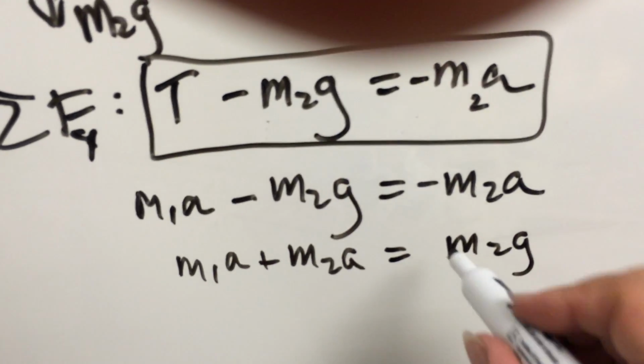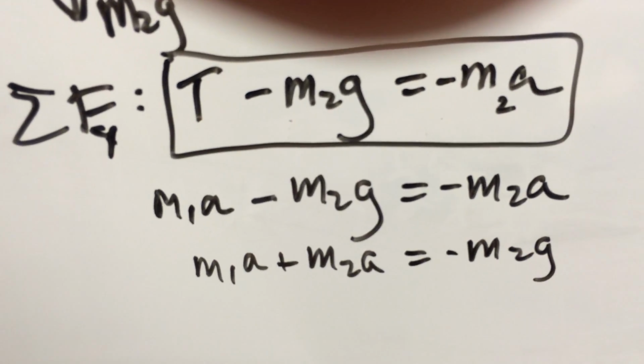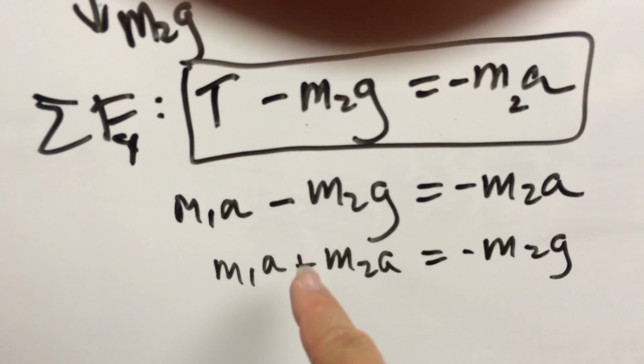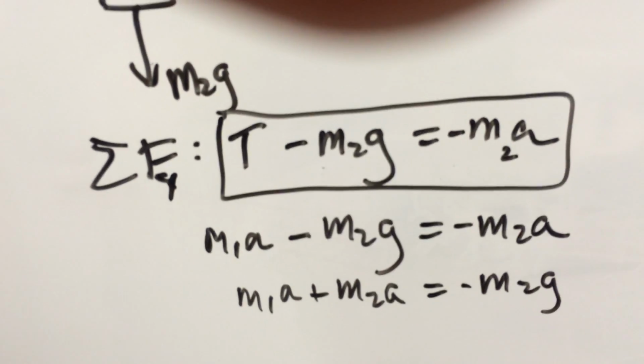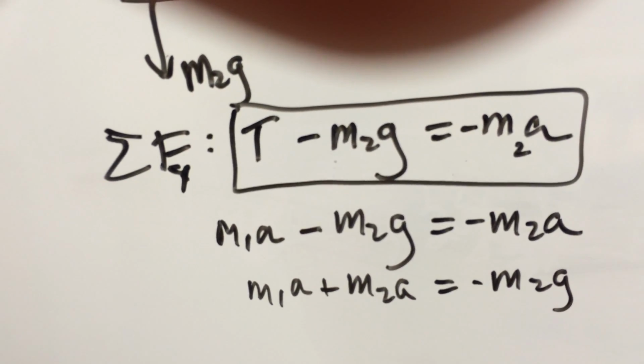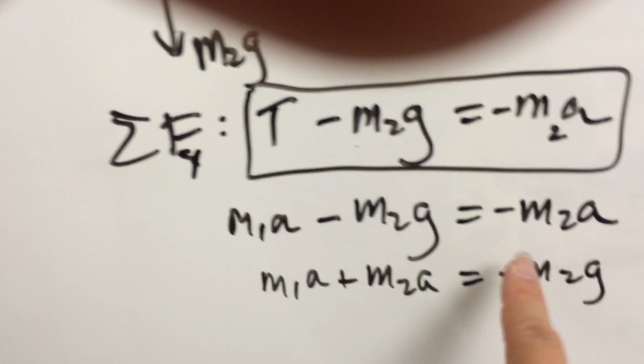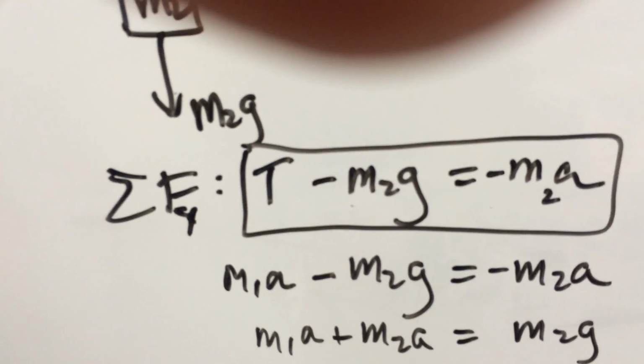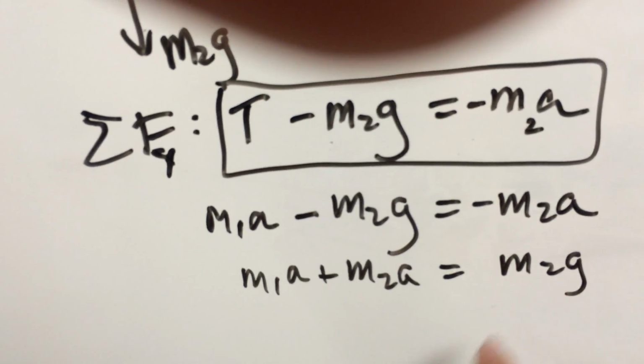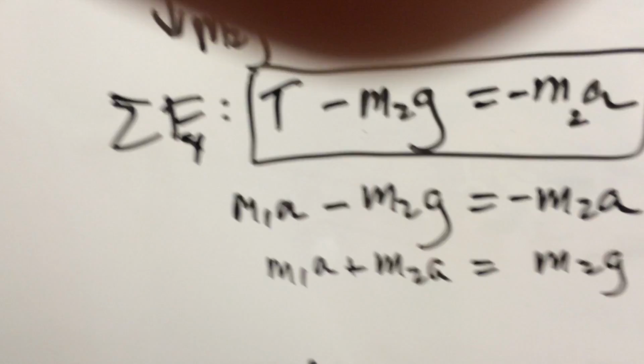And then, minus M2G. All right. Sorry. What did I do? Oh, no, this M2G. This is plus M2G. Sorry, I'm getting tired. So minus M2G becomes positive M2G when I move it over. Yeah, so that's correct. Okay.